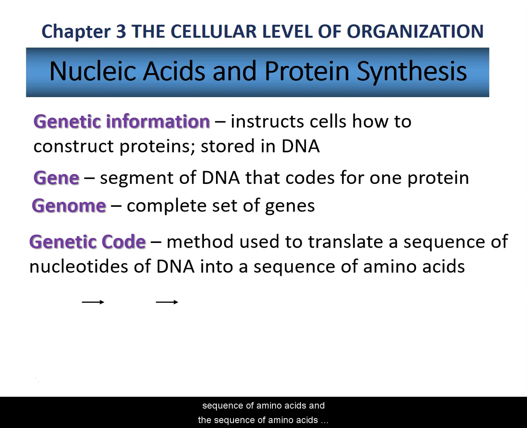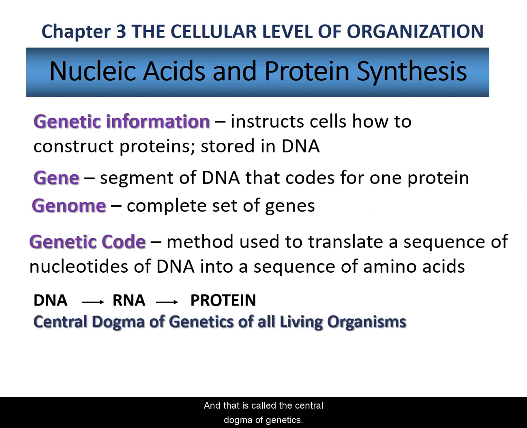Genetic code is a method used to translate a sequence of nucleotides of DNA into a sequence of amino acids, and the sequence of amino acids would result in a specific protein. And that is called the central dogma of genetics. Now, what happens in the nucleus is that genetic code is read, and as it is read, that is called transcription.